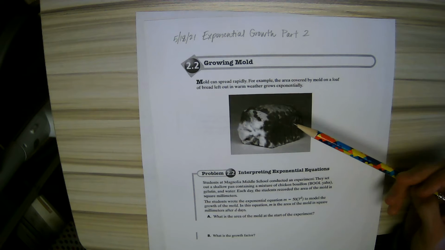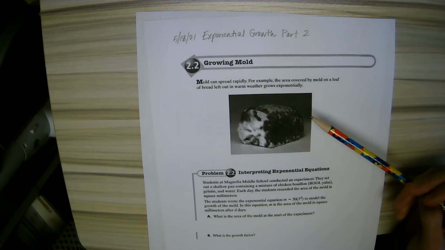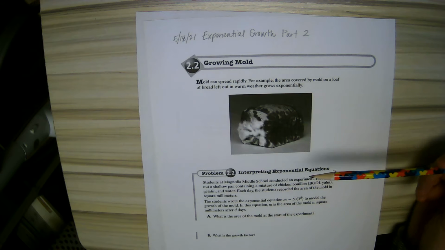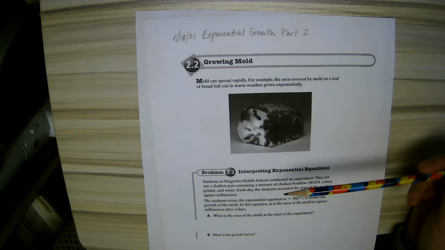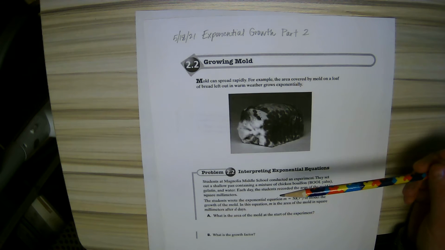So, growing mold, that's an exponential growth example. Mold can spread quickly. For example, the area covered by mold on a loaf of bread left out in warm weather grows exponentially. I don't know if you've noticed if you had moldy food before, like sometimes our strawberries go bad too soon before we can get to them. But usually if I get the mold out, like usually it's just on 1 or 2 strawberries, it will stop. It won't continue to grow. But if I don't, then it covers all of those strawberries, right?